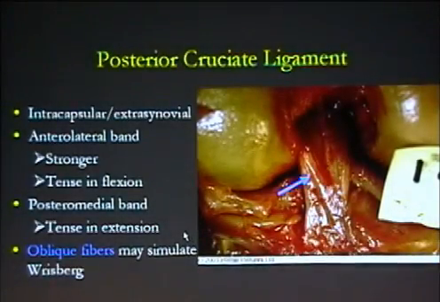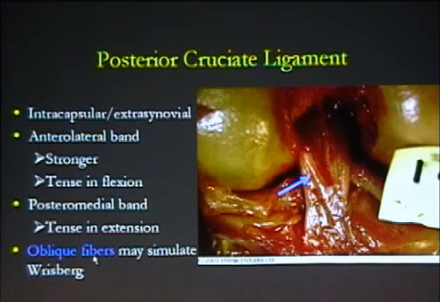So in the last 5 minutes, I'm going to spend talking about the PCL. We won't have time to talk about the medial structures. The PCL, like the ACL, is intracapsular and extrasynovial. It is composed of an anterolateral band, which is tense in flexion, and a posteromedial band, which is tense in extension. There are also a few oblique fibers.